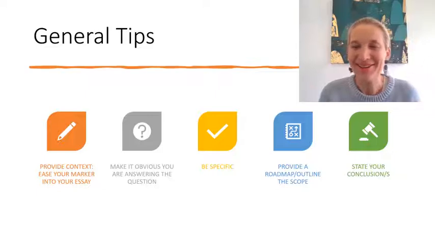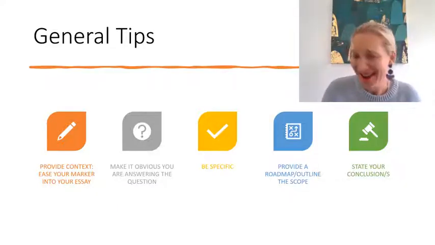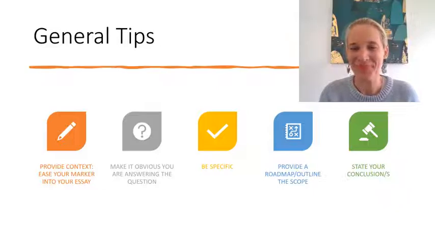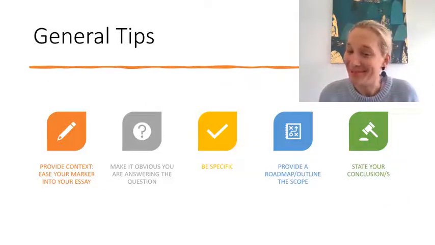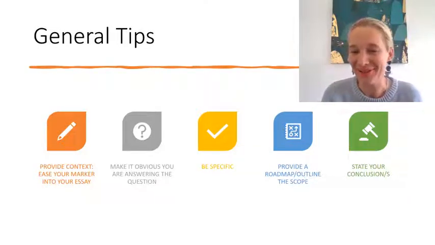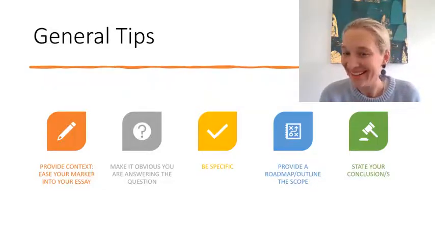So in your introduction, set the scene, make it clear that you're answering the question, be as specific as you can as to your scope and your arguments and your conclusions. Okay. So with all of these tips in mind, we're now going to have a look at a particular student paper that I marked recently.